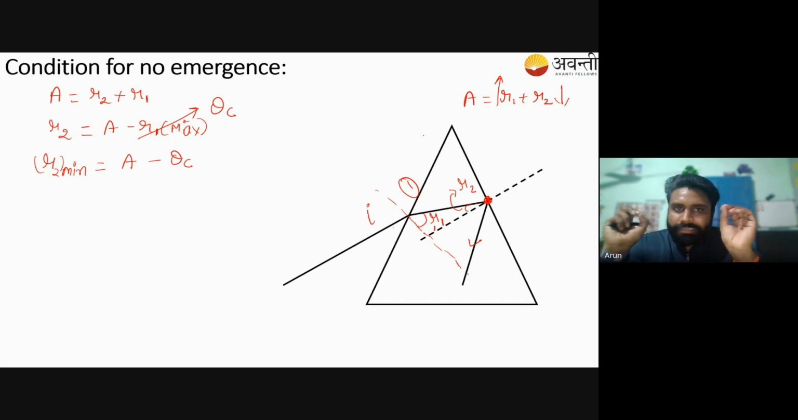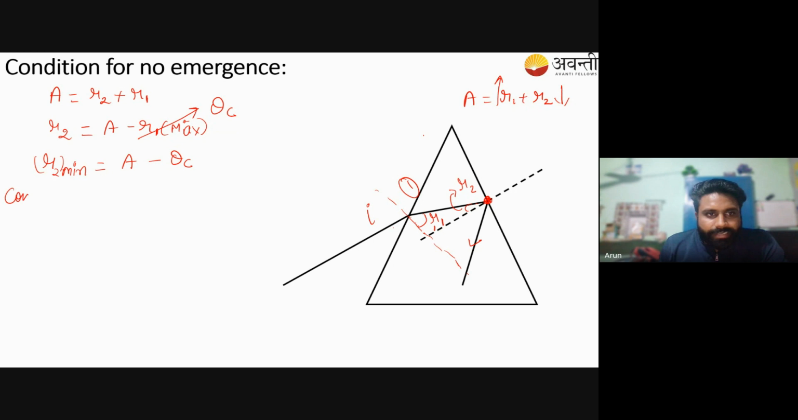So the condition for no emergence will be followed when the minimum value of R2 is greater than theta c. That should be the condition for no emergence. I hope you got this. Let me tell you once again. We have theta c. If R2 becomes theta c, we have grazing emergence. If R2 has an increment in its value and it increases by theta c plus something, meaning R2 has a value greater than theta c, what can happen? The TIR can happen.